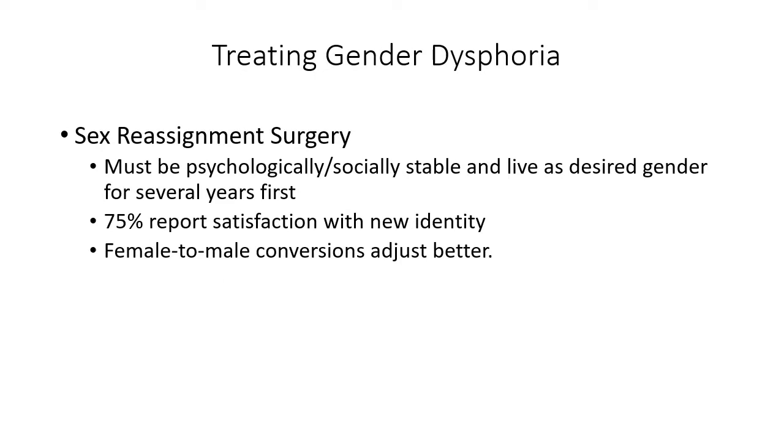One treatment that is out there is sex reassignment surgery. It tends to be very restricted, so a person has to be psychologically and socially stable and live as the desired gender for several years. And actually 75% report satisfaction with their new identity, and not just with sex reassignment surgery, but 75% report satisfaction with the new identity when they're out expressing their new identity. Female to male conversions adjust better.